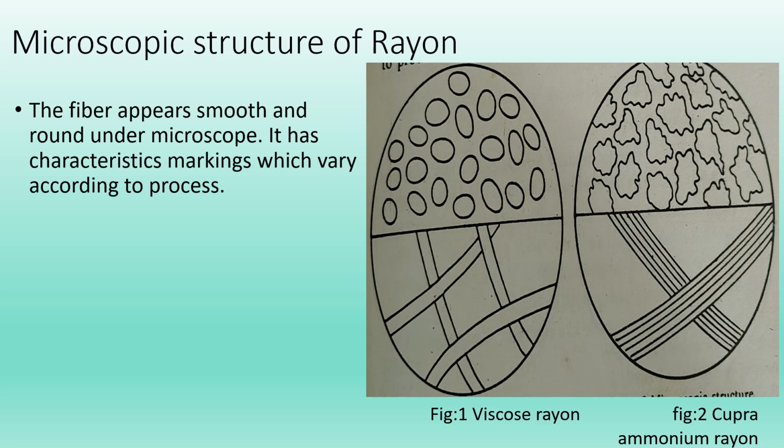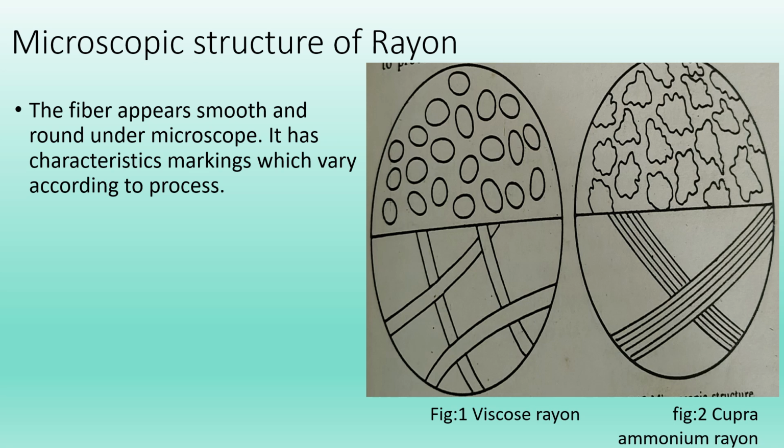Microscopic structure of rayon. When you see it under the microscope, the fiber appears smooth and rounded. It has characteristic markings which vary according to process. Viscose rayon fibers are rod-like with numerous longitudinal thread-like serrations or lines that are spiral and somewhat glossy. These are useful for identification of the fiber surface.